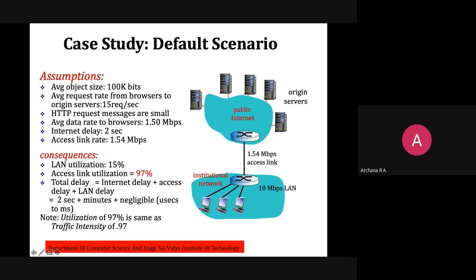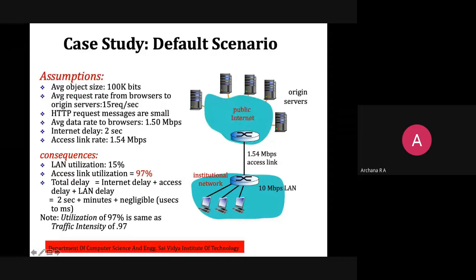Next, the average request rate from the browser to the origin server. The browser is nothing but the web browser, meaning the client when it needs to make a request. What is the request rate? In a second, how many requests can be sent? That is defined as the average request rate. The average request rate is given as 15 requests per second from the institution network. It is able to send 15 requests per second. This is the average request rate.